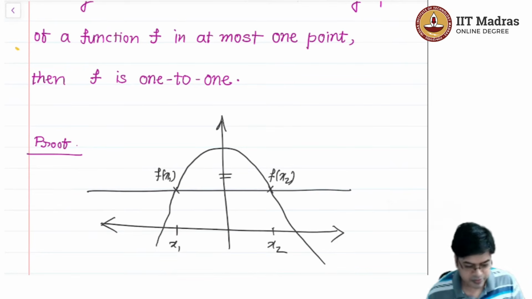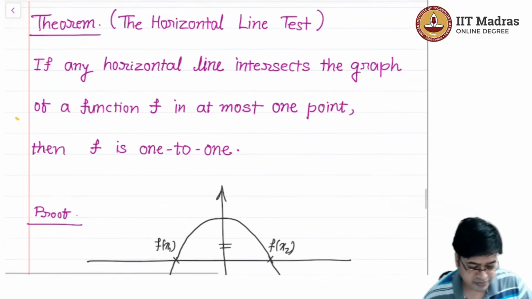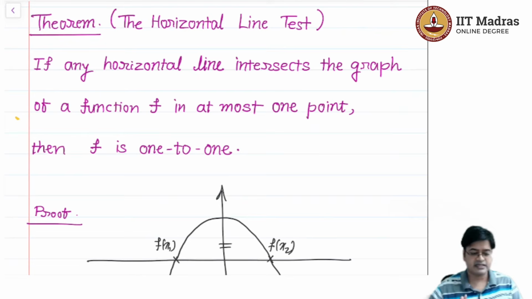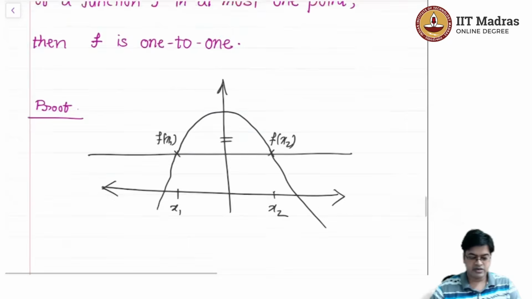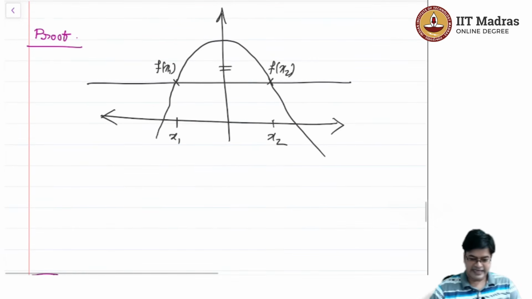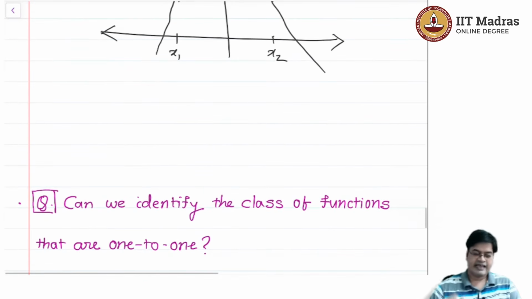That essentially proves the point that if a horizontal line intersects the graph of a function in at most one point, then f is 1 to 1. Good. So we are good to go now. The next thing that will come is, can we identify the class of functions that are 1 to 1? So what class of functions can you immediately think are 1 to 1?